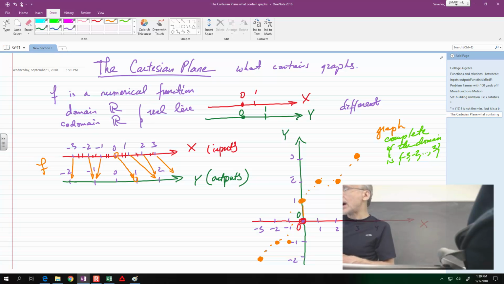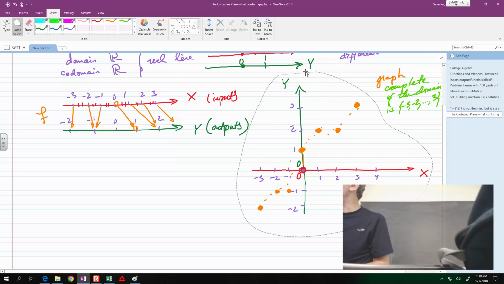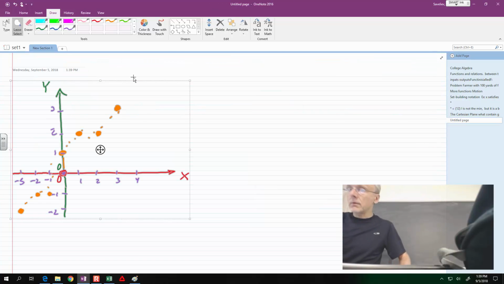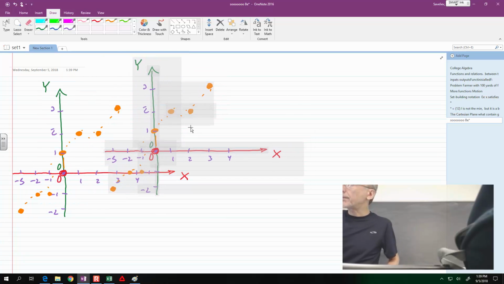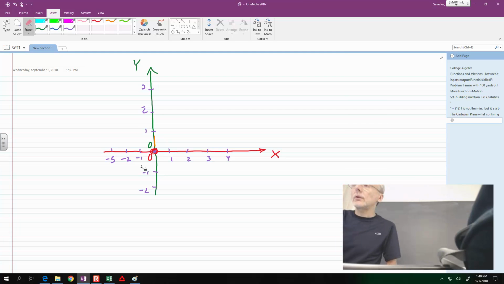But let's forget about the graph for a moment and look at what it is that we have. What happens if we remove the dots? This is my graph. This is my Cartesian plane. I'm going to erase this. So there are no functions, no dots, only the two axes. So what is so special about it?